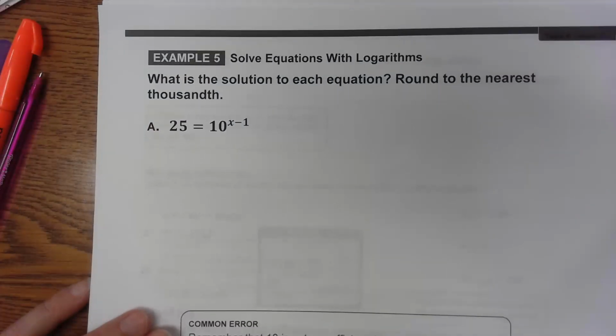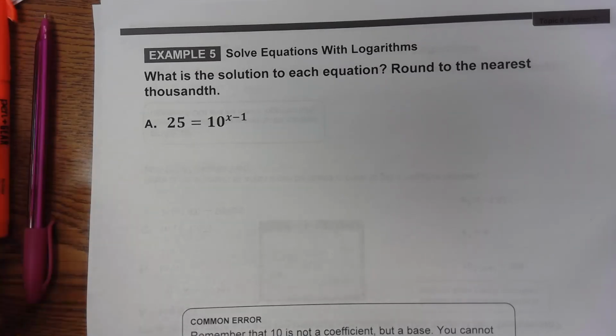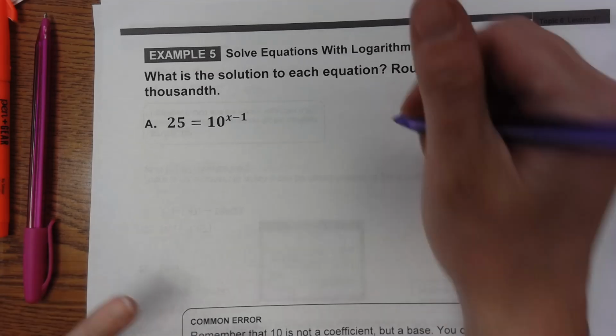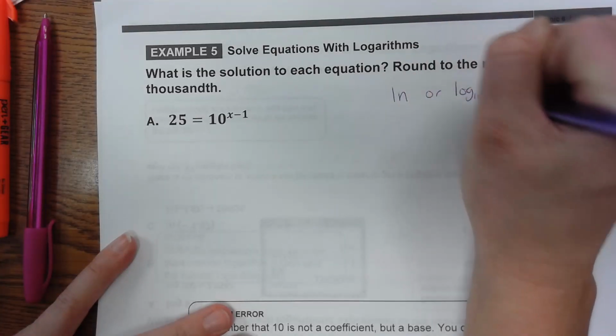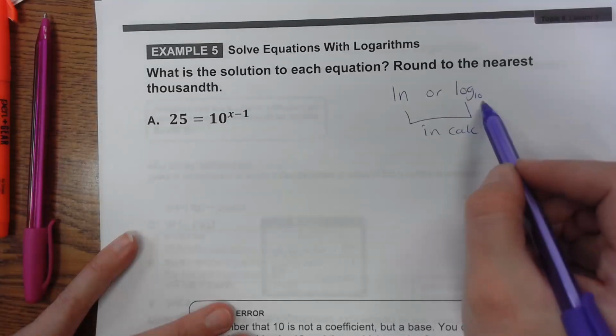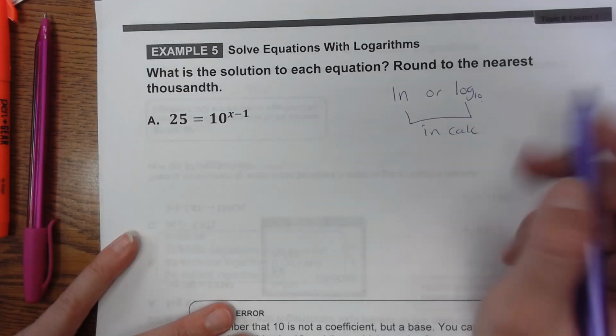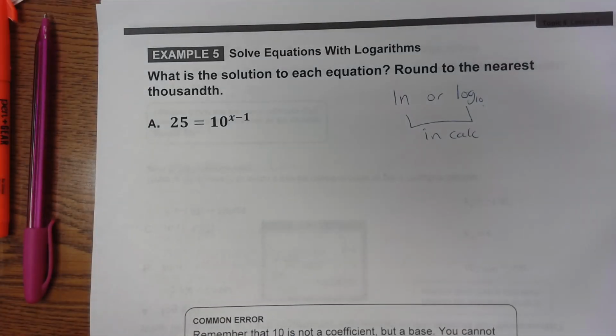And so where is that going to help us? It's going to help us solve our equations. This could be in our calculator, or it all depends on what we have. You have to know that anytime you have an ln or a log base 10, these are in your calculator. But if you have a log base anything else, you cannot type that in your calculator. We're going to have to learn a new way to find that.